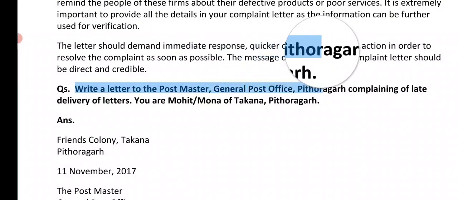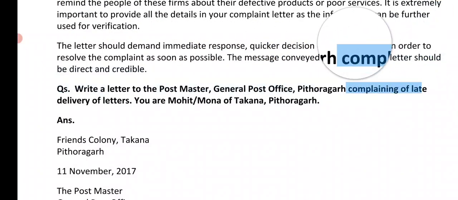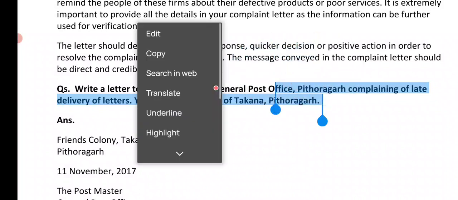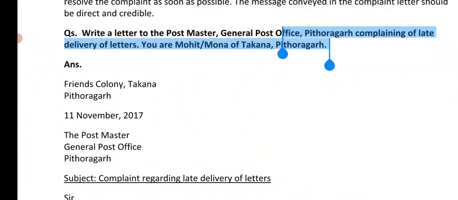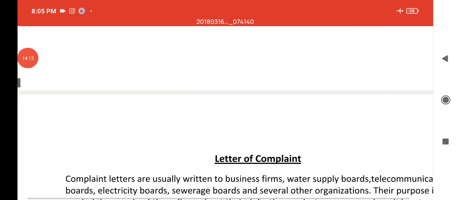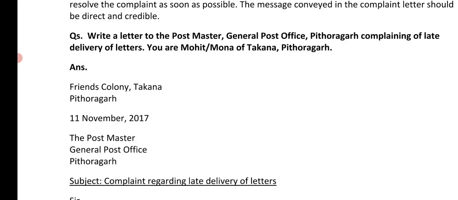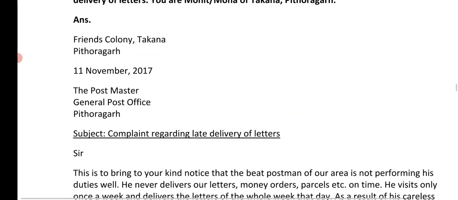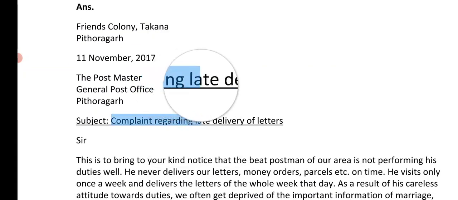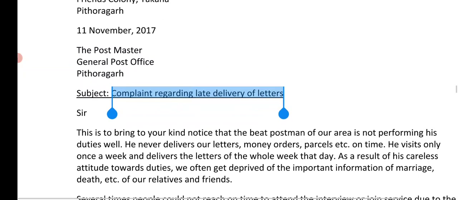Write a letter to the Postmaster, General Post Office, Pithoragarh, complaining of late delivery of letters. You are Mohit. So what is the complaint? Late delivery of letters. So then you will write your sender's address, Friends Colony, Pithoragarh. Then the date, 14 November 2017. The Postmaster, General Post Office. This is the receiver's address, and the subject is very simple and short. Complaint regarding late delivery of letters. You don't have to write everything. You just write the crux, the important part that highlights everything, right?